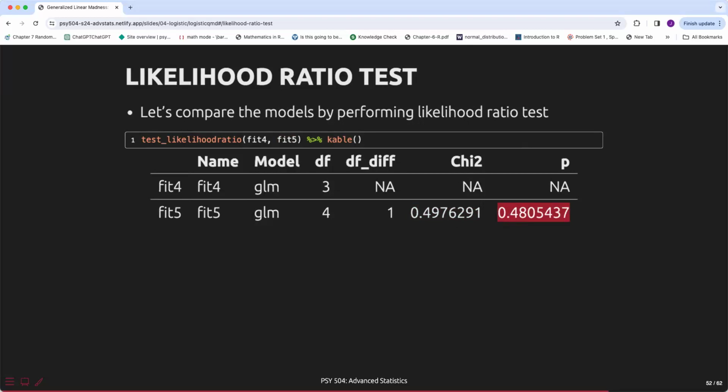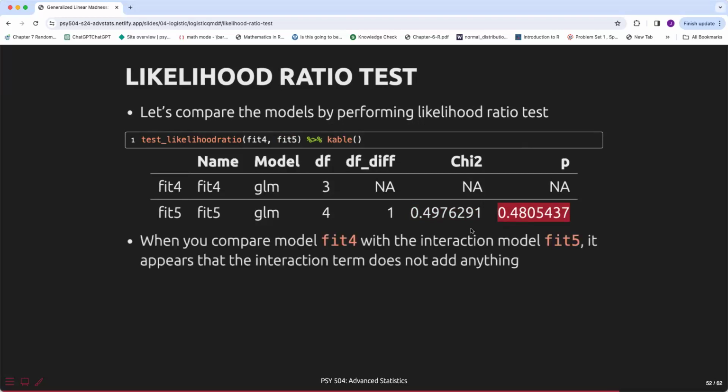Why would we get rid of it? Exactly. So we're going to get rid of that interaction from our model because it doesn't seem to be adding anything, right? It's just adding complexity, as Kennedy said.